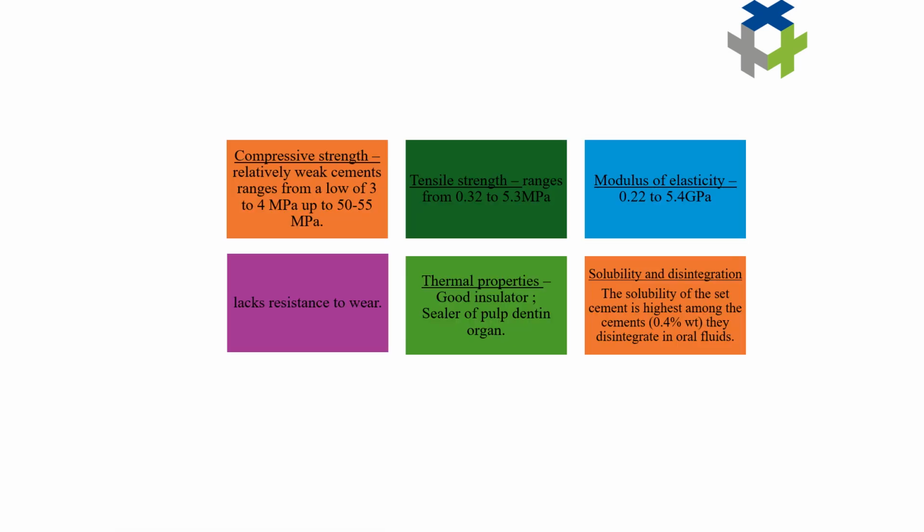So coming on to other properties like compressive strength, it is a relatively weak cement. It ranges from as low as 3 to 4 megapascals to about 50 to 55 megapascals, whereas zinc phosphate has a very high compressive strength of about 104 megapascals. And coming on to tensile strength, it's about 0.32 to 5.3 megapascals, and modulus of elasticity is 0.22 to 5.4 gigapascals. It lacks resistance to wear, and in thermal properties, it is a good insulator. And solubility and disintegration: the solubility is highest among the cements, about 0.4 percent weight. And they disintegrate in oral fluids very easily.